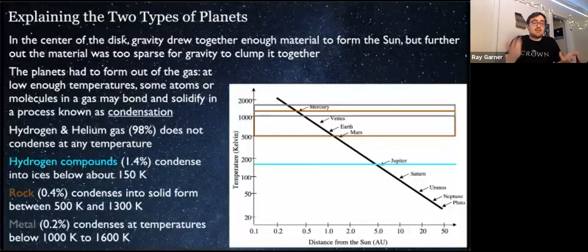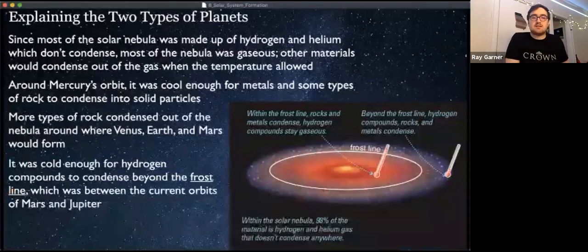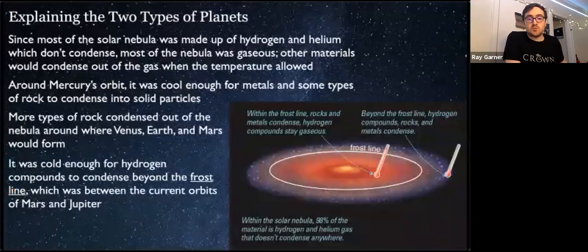But all the other types of rock and the hydrogen compounds remain gaseous. Further out at the orbits of Venus and Earth, then more types of rock could condense. In the region where the asteroid belt would eventually be located, temperatures were low enough to allow dark carbon-rich minerals to condense, along with minerals containing a small amount of water. And then it was cold enough for hydrogen compounds to condense into ices beyond the frost line, which was between the current orbits of Mars and Jupiter.